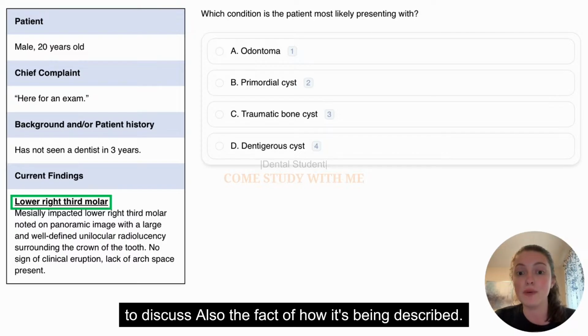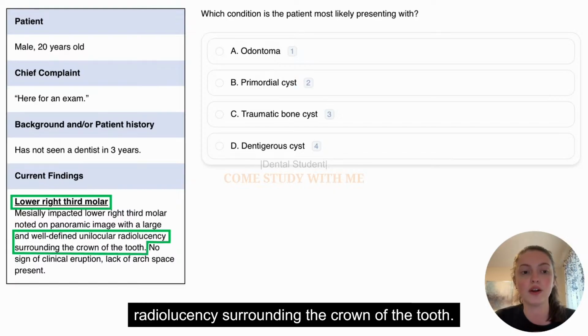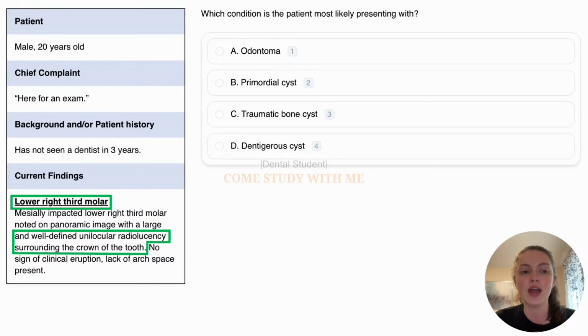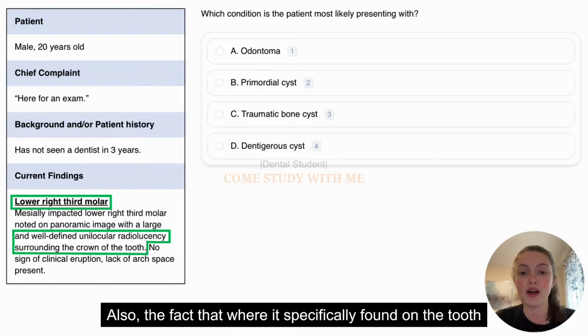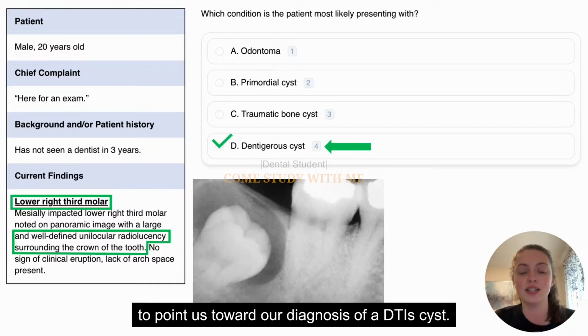Also, the fact of how it's being described. We see this well-defined unilocular radiolucency surrounding the crown of the tooth. So the fact that it's well-defined and unilocular allows us to narrow it down. Also, where it is specifically found on the tooth, that it surrounds the crown of the tooth, is another really important detail to point us toward our diagnosis of a dentigerous cyst.